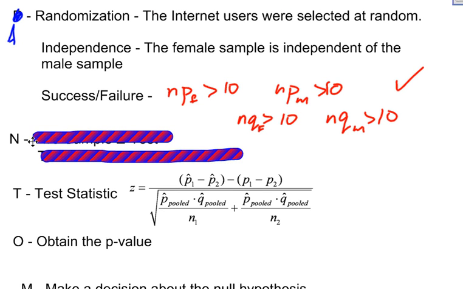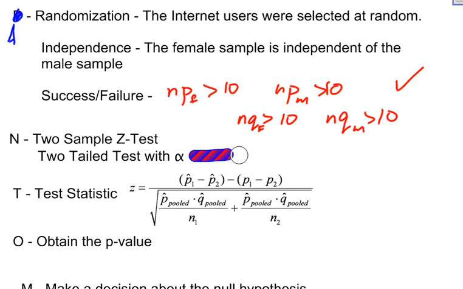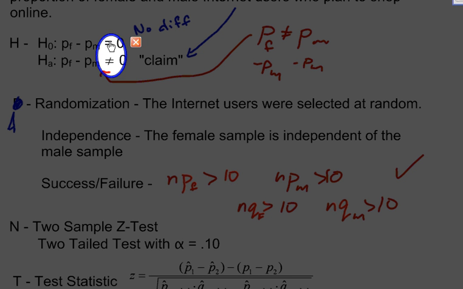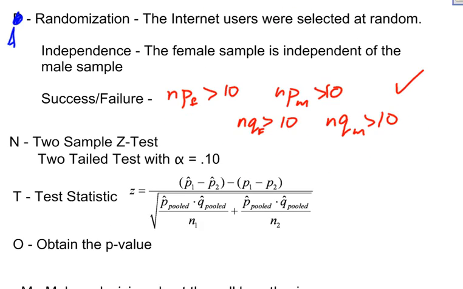Now I get to name the test. This is going to be a 2-sample z-test. The reason it is a z-test is because I'm working with proportions. And whenever you're working with proportions, it's a z-test. And I also want to make note that this is a 2-tailed test with alpha equals 0.1. The reason I know it's a 2-tailed test is because up here in my null and alternative hypothesis, this says equal and this says not equal to. So that makes it a 2-tailed test.